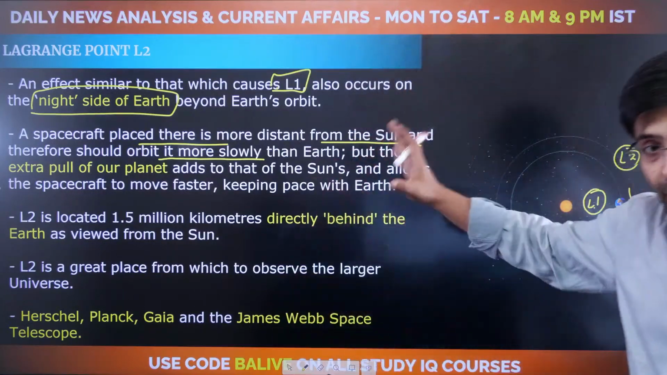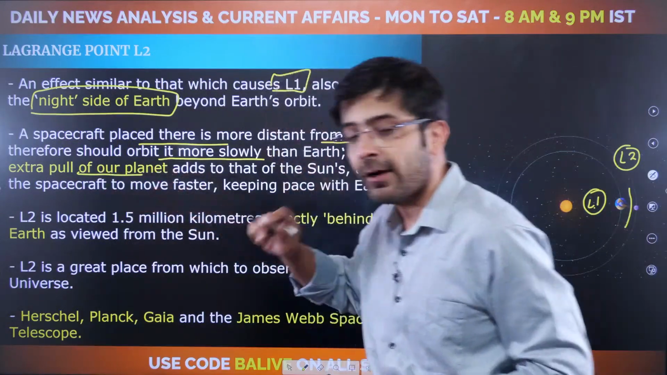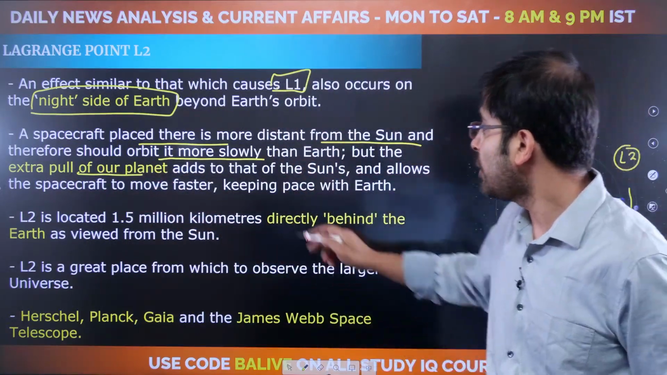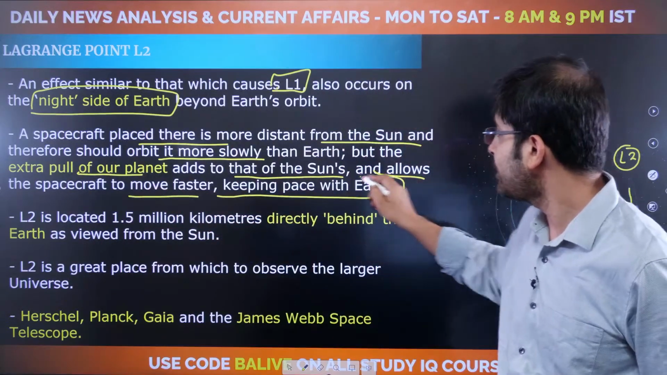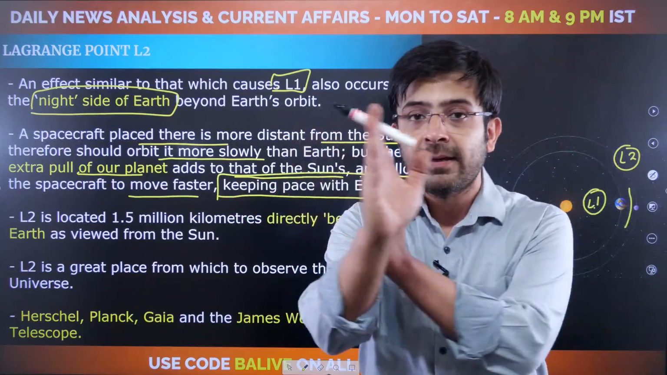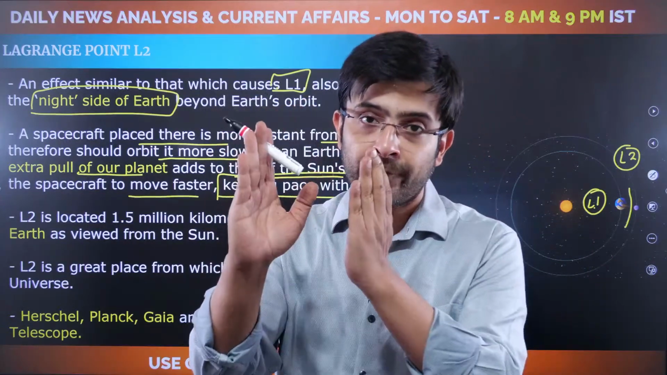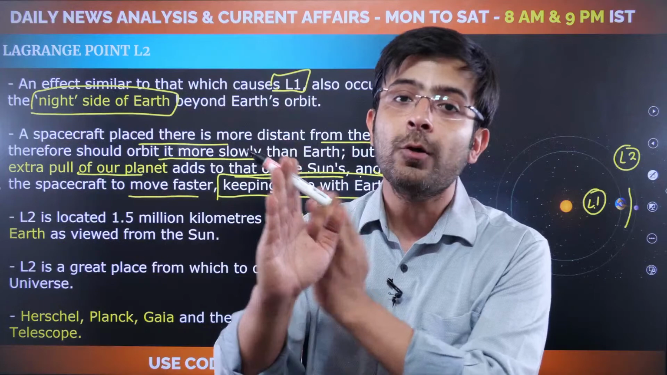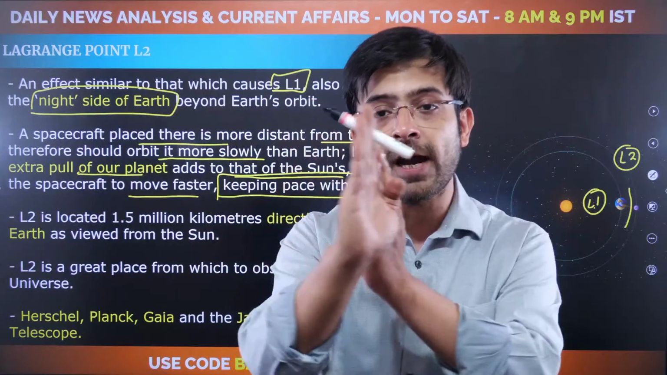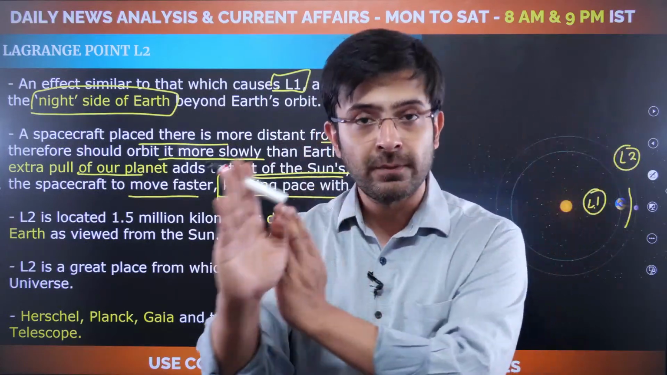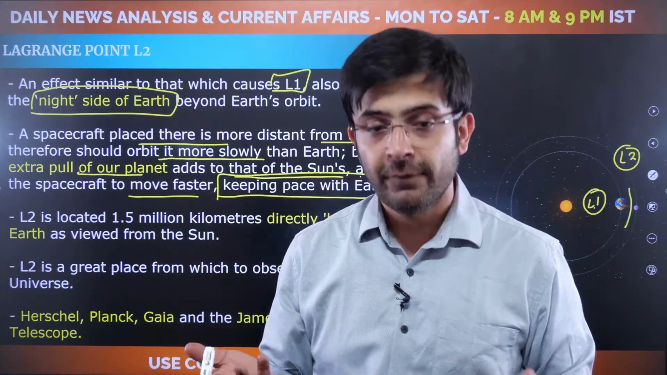Okay, so now with that logic having been established, what you're finding is that the extra pull of our planet, the gravity of our planet once again is being harnessed to add to that of the sun, and then allowing the spacecraft to move faster, keeping pace with the Earth. It's moving once again in consonance with us, because that's the whole point. If you have unequal speeds here, then that zone of darkness moves. Then the whole point of L2 is lost. L2 is only useful if that zone of darkness is maintained throughout vis-a-vis the sun, which is why you need to have equal speed between both the spacecraft and the Earth, which is what's happening here.